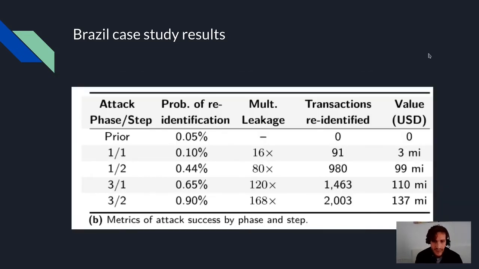These are our results. In the end, we were able to re-identify more than 2,000 transactions. Although this represents just 0.9% of the total number of transactions, the value of these transactions is significant, more than $137 million. We also use quantitative information flow to measure the information leakage. Our multiplicative metric shows that this attack increases the chance of the adversary correctly re-identifying a transaction by 168 times.